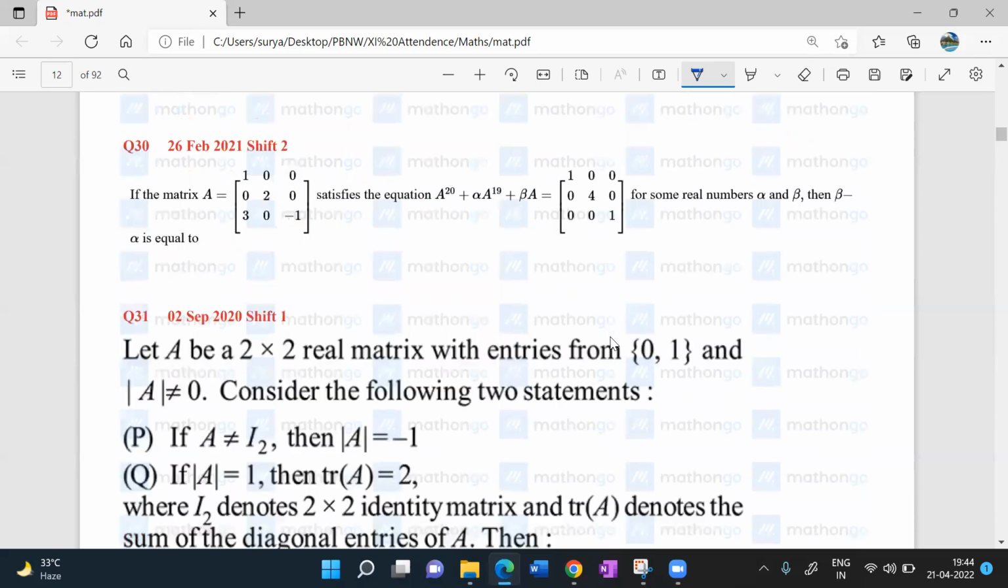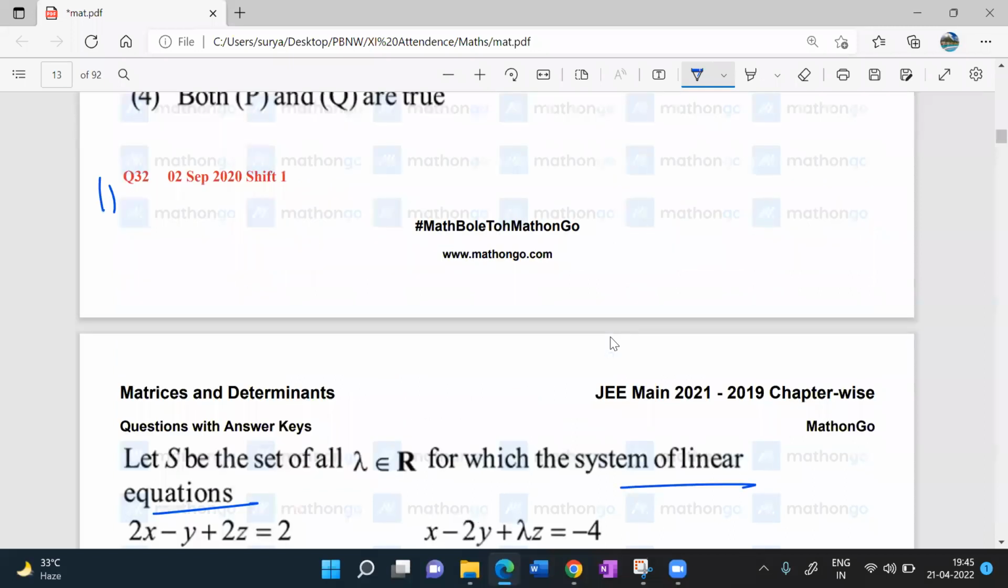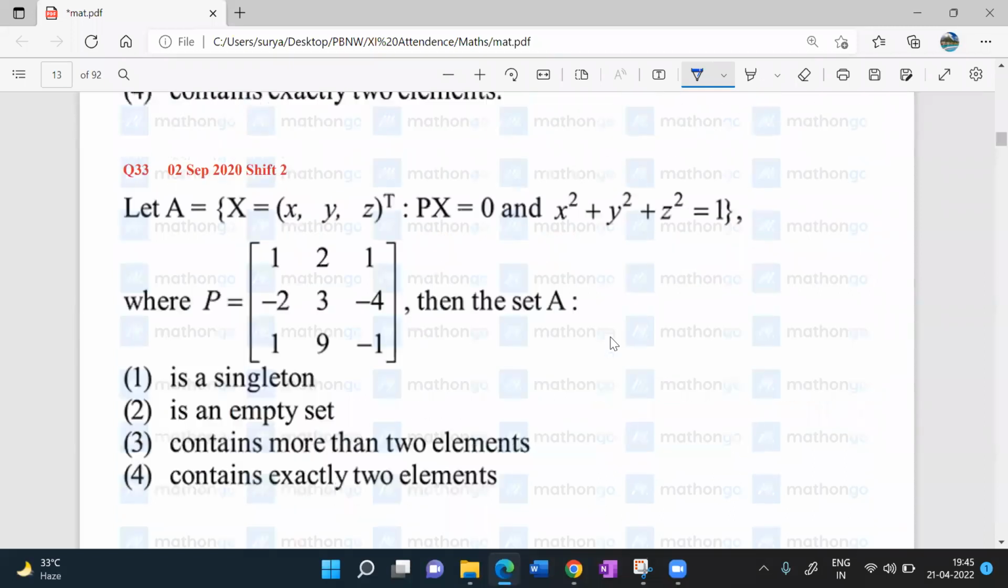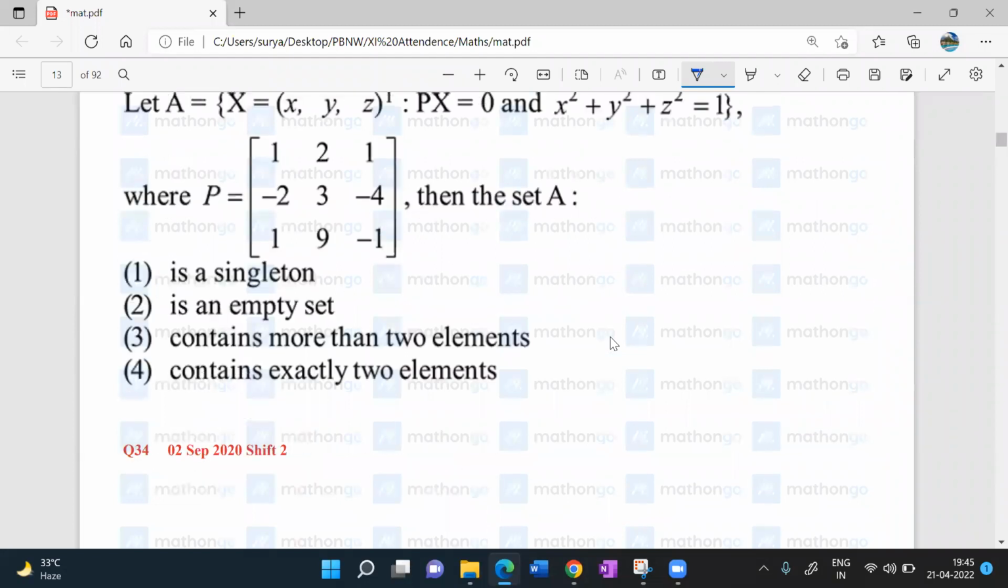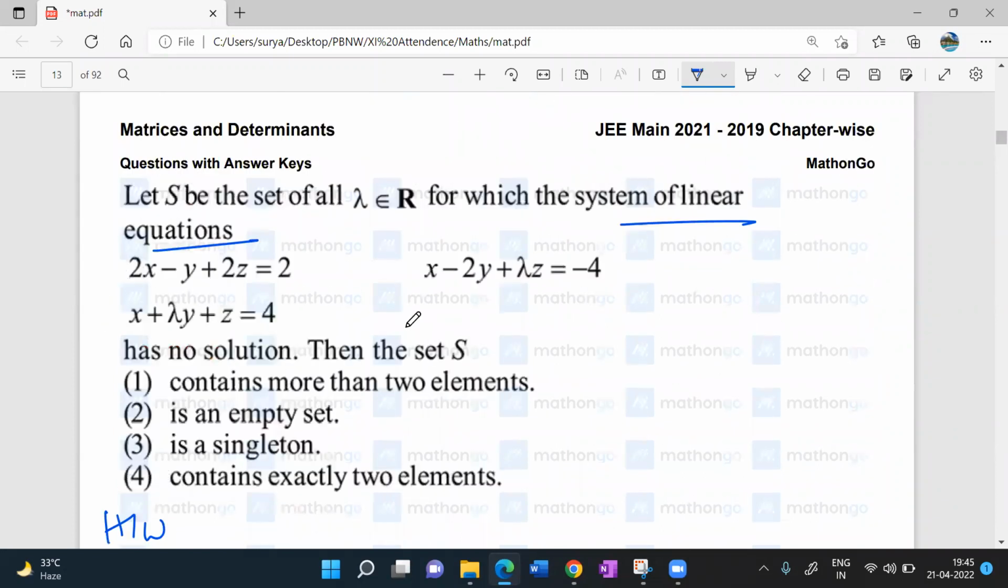And look at it again. System of linear equations question, 33rd question, 32nd question, this is also homework. Take this as homework again, 33. Please do solve all these questions, whatever questions I have given to you. So 32, 33, please do solve all these questions.